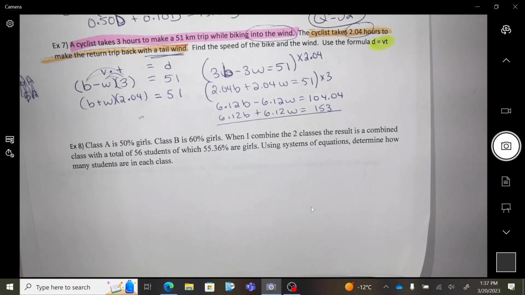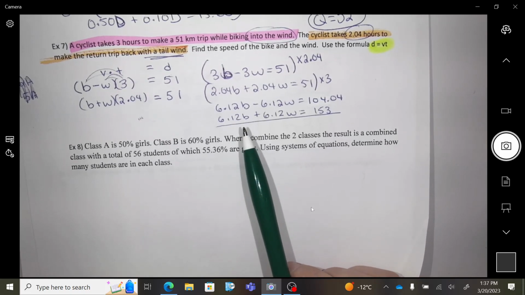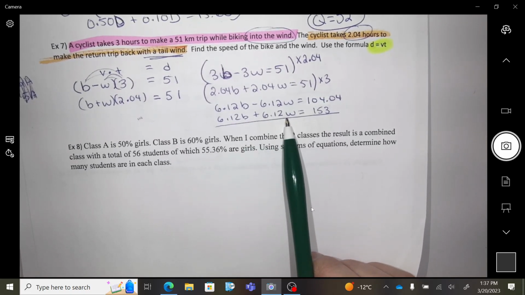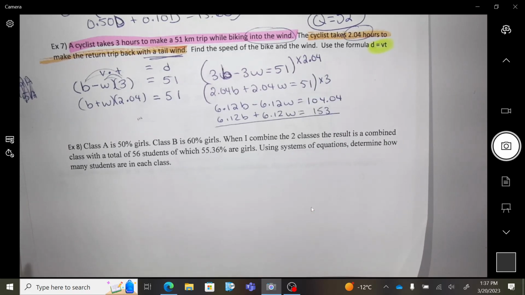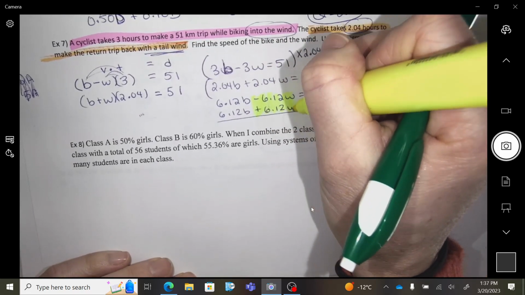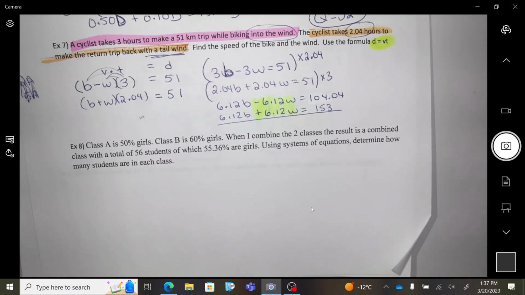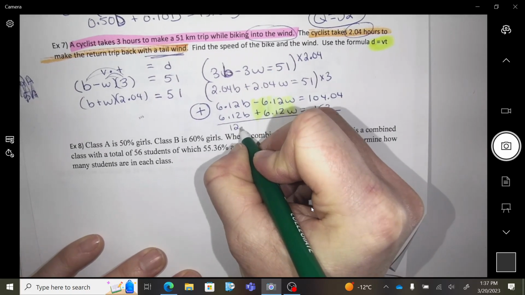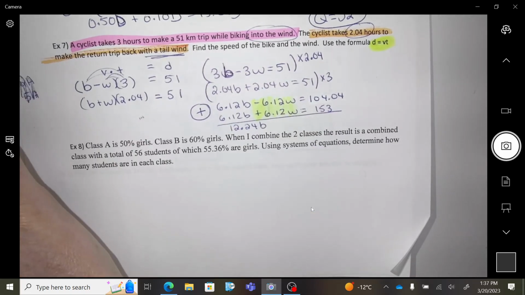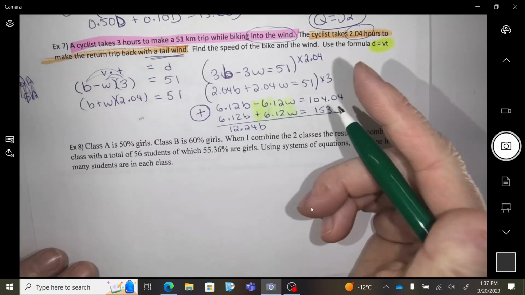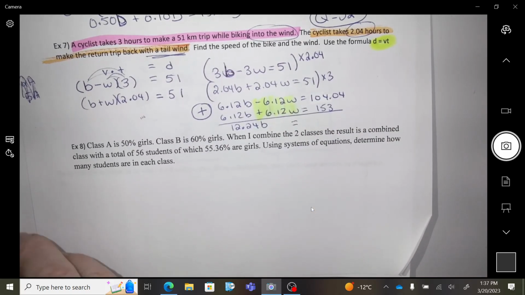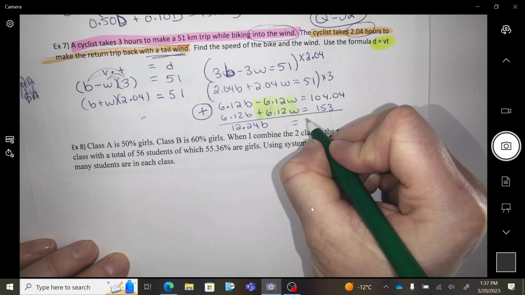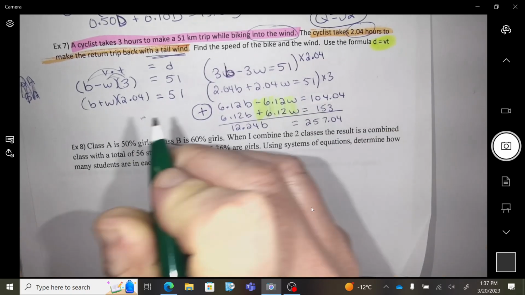Okay, there's basically 2 choices here. What do we want to attack? Do you want to attack the B's or the W's? Okay, so you're picking W. If I want to get rid of those W's, would you add or subtract? Add. So 12.24B. That's W gone. $257.04.